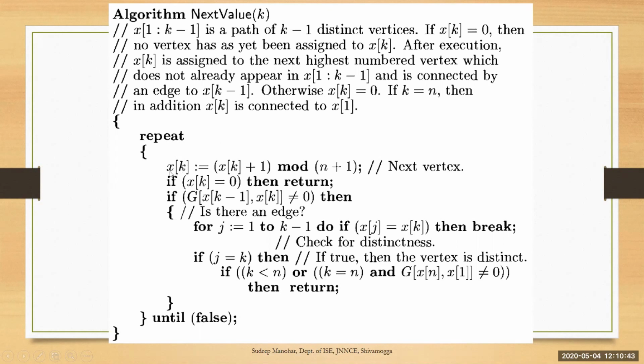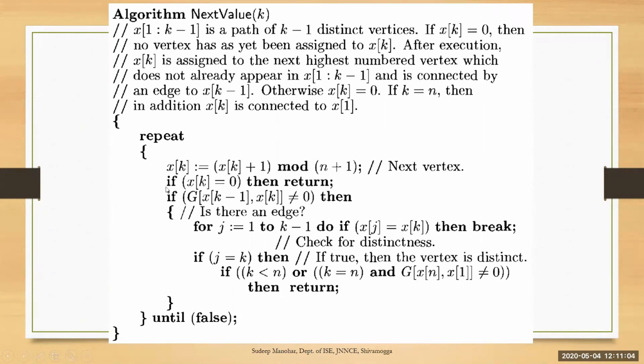Now let us see what happens here. x of k is equal to x of k plus 1. I told this. We have to increment. x of k is currently 0. Here k is 2, x of 2 is 0. x of 2 plus 1 becomes 1. So modulus of n plus 1. We are considering the modulus so that after n, it should come back to 0.